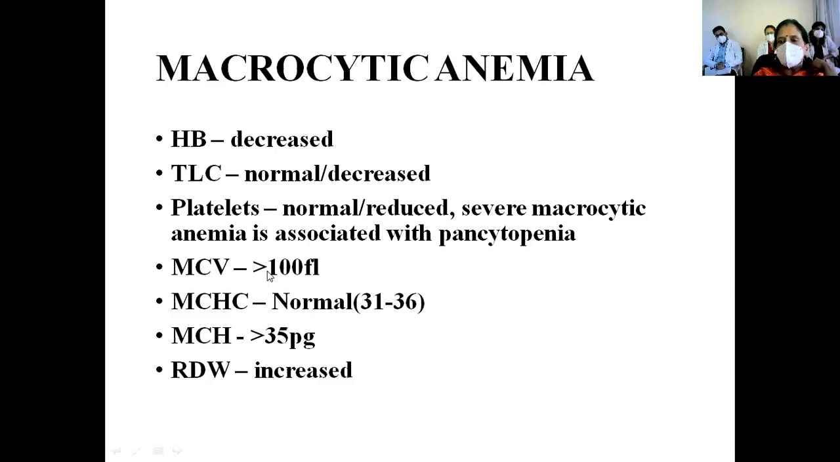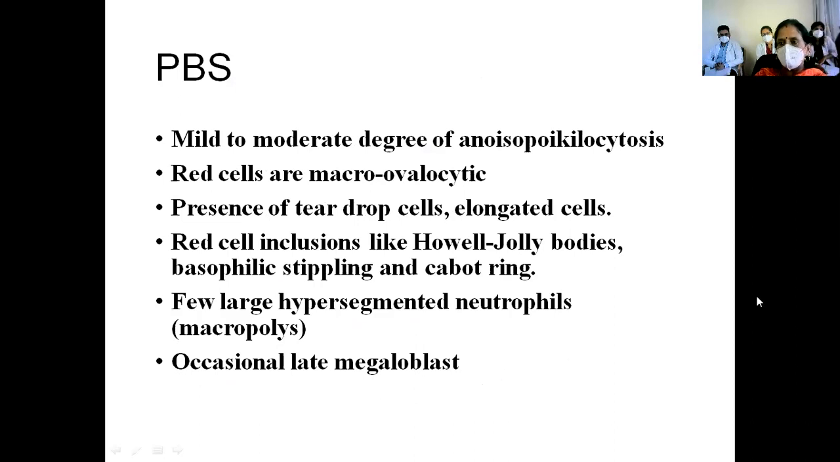Then MCV is more than 100 femtoliters. MCHC is normal. MCH is more than 35 picograms. Then RDW, red cell distribution width. We'll talk more about it when we take specific anemias. That's very important. So this is how we have to write the peripheral blood picture for a macrocytic anemia.